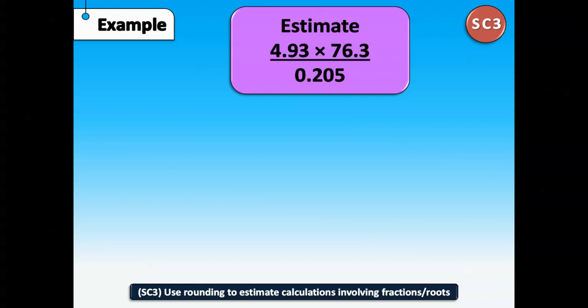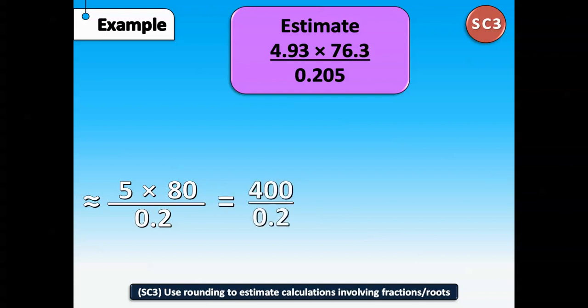This time, we want to estimate 4.93 times 76.3 over 0.205. So again, we round each number to one significant figure. So it becomes 5 times 80 over 0.2. Now 5 times 80 is 400, and we need to divide that by 0.2.